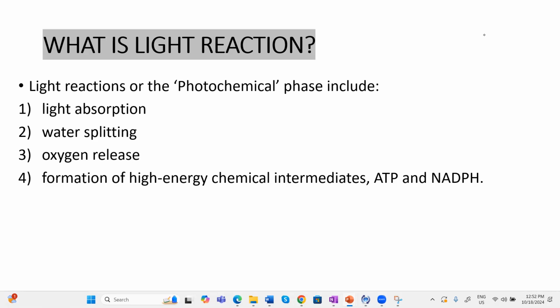In this video, we are going to study the light reaction, cyclic and non-cyclic photophosphorylation. Now see what steps the light reaction includes. First of all, photoactivation of the chlorophyll will be done, then splitting of the water molecule, along with its oxygen release, and formation of high energy chemicals like ATP and NADPH.